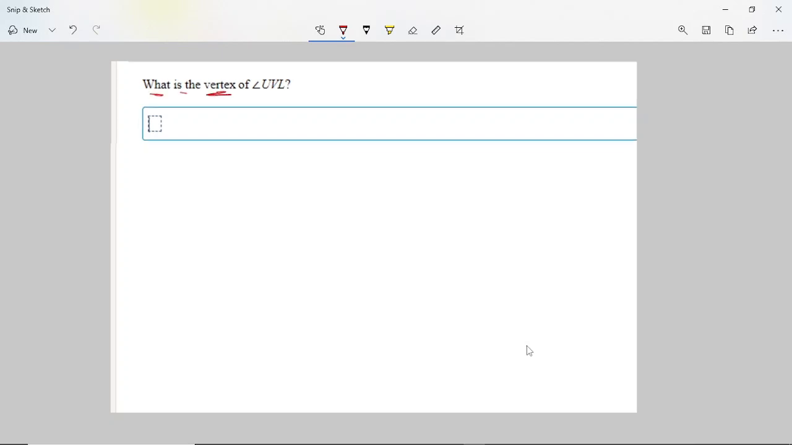What is the vertex of angle UVL? Angle of UVL. So, as I said here, the angle in the middle, which is V. So the vertex is V. So I have here UVL. So the vertex is this point, V.